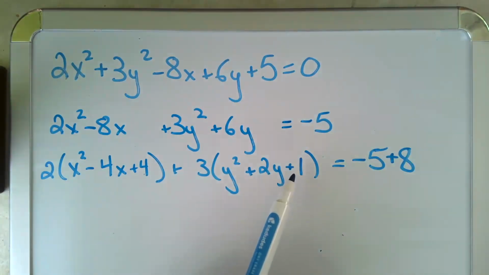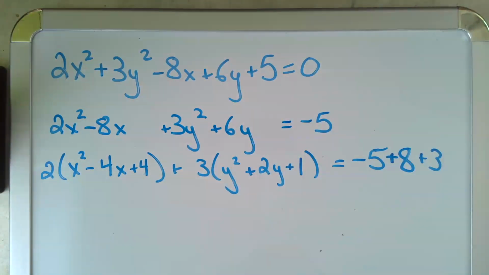Same thing here. I didn't just add 1. I added 3 times 1. I added 3. Perfect. So now I'm going to take these two quadratics and I'm going to rewrite them as the perfect squares that I just created.